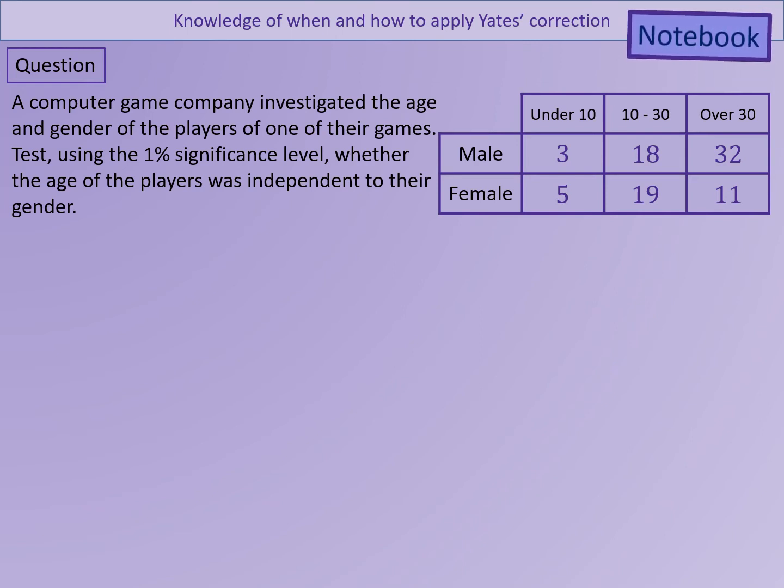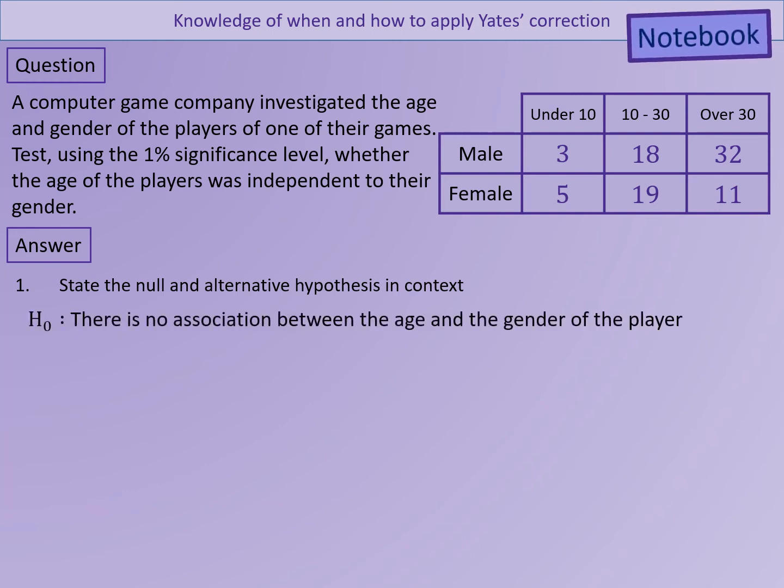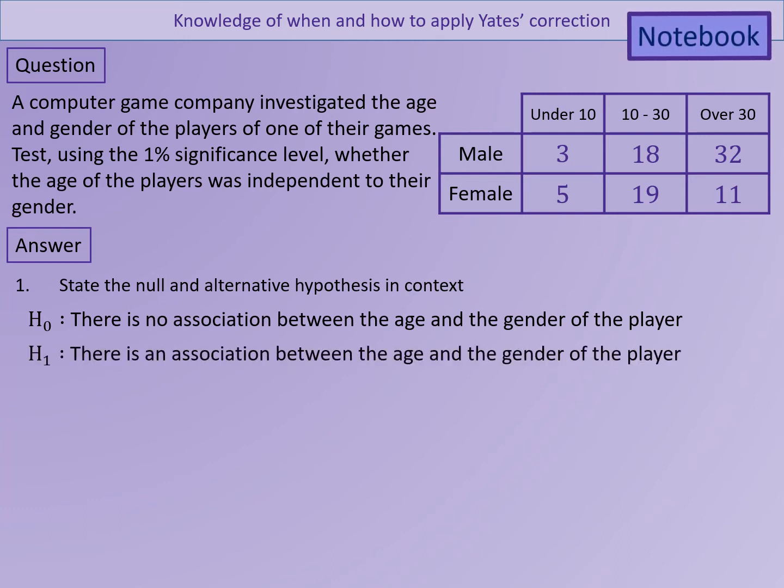Okay, so let's have a look. State the null and alternative hypothesis in context. Exactly the same as before, exactly the same whenever you do one of these chi-squared tests. The null hypothesis is that there's no association between age and gender, and the alternative hypothesis is that there is an association between the age and the gender of the player. That's the first thing you state every single time, and it's always the same thing for a chi-squared.